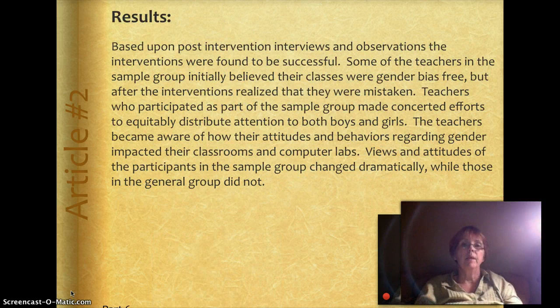The results. Based on post-intervention interviews and observations, the interventions were found to be successful. Some of the teachers in the sample group initially believed their classes were gender bias-free, but after interventions realized they were mistaken. Teachers who participated as part of the sample group made concerted efforts to equitably distribute attention to both boys and girls. The teachers became aware of how their attitudes and behaviors regarding gender impacted their classrooms and computer labs. Views and attitudes of the participants in the sample group changed dramatically, while those in the general group did not.